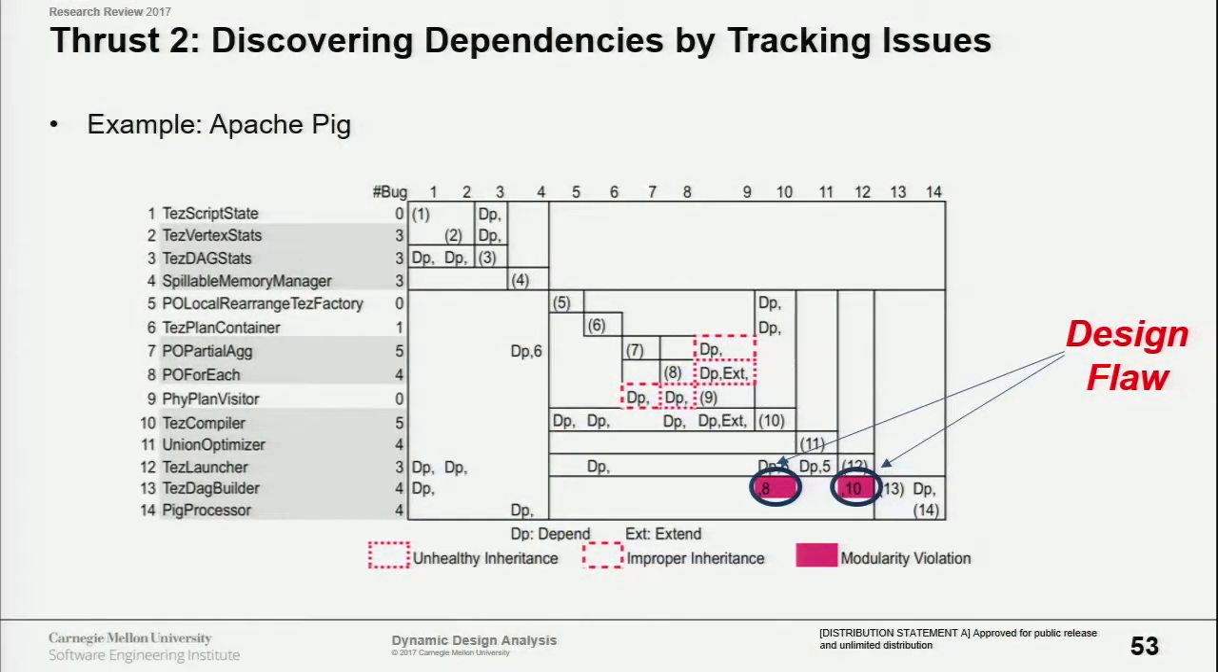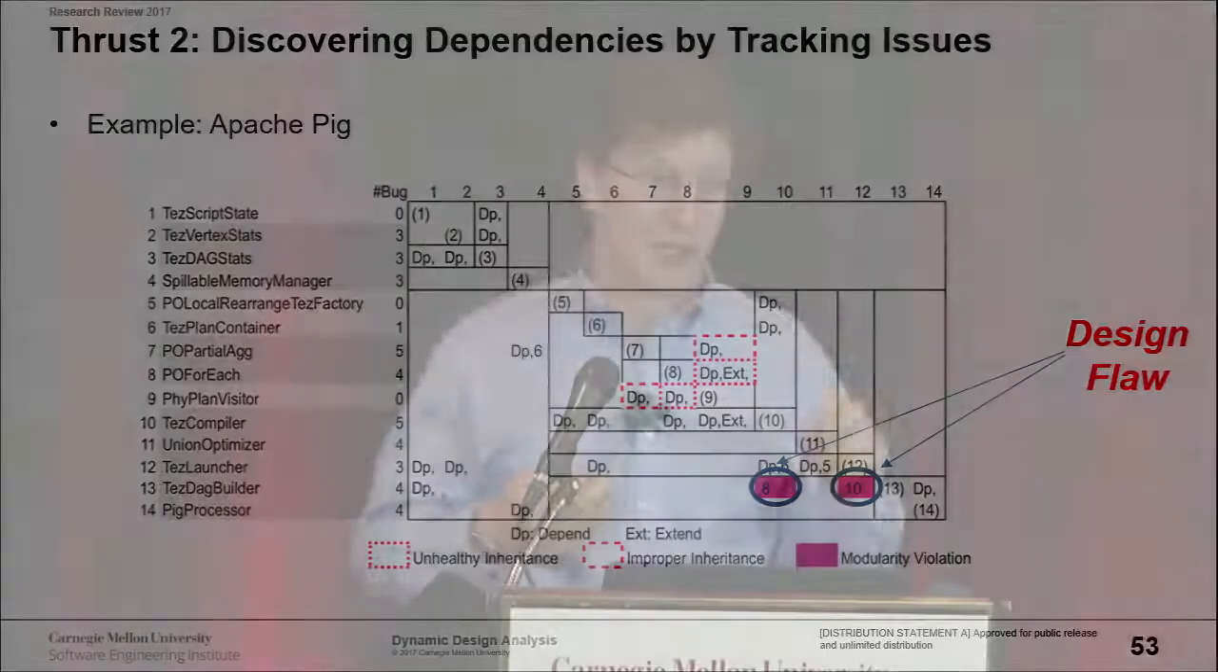Here's another example from a different open source project, Apache Pig, and here we see a different kind of design flaw. This is a modularity violation. So in this case, there were 2 files that changed very frequently with each other according to the revision history of the project, but there was no structural dependency. There was nothing that you could detect in a static sense as a relationship between those 2 files. And so there's some information that ought to have been modularized and encapsulated in an interface, but which was not, and hence a design flaw.